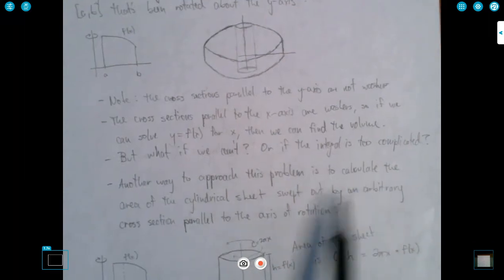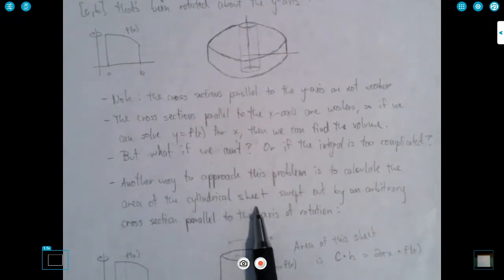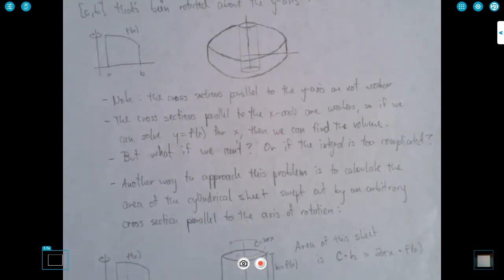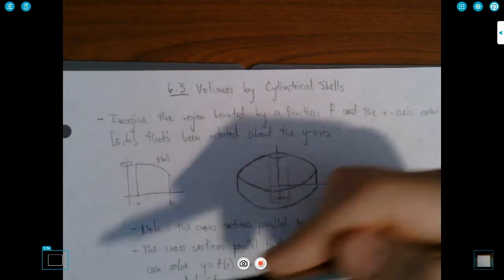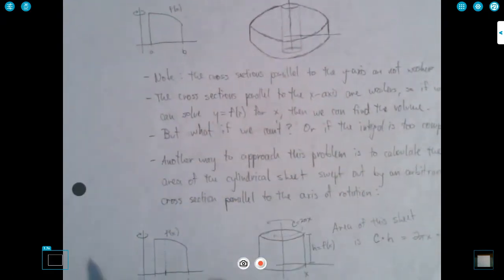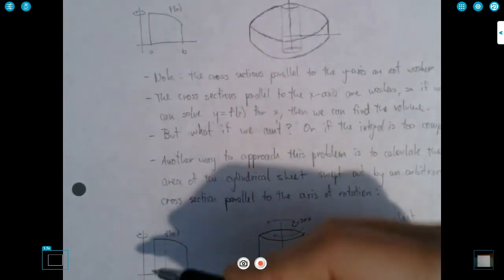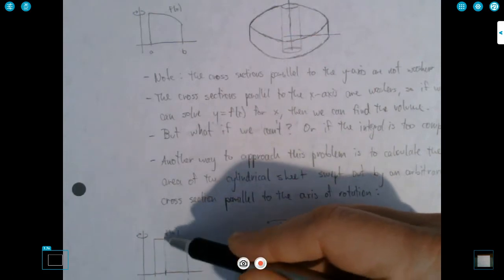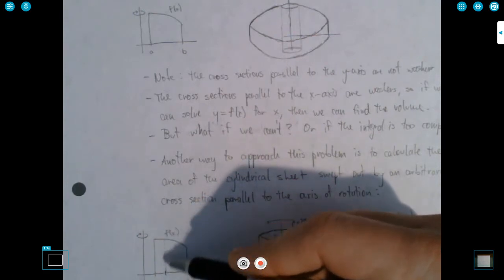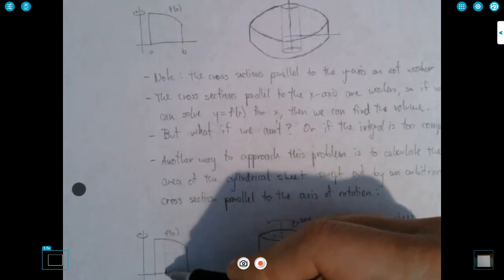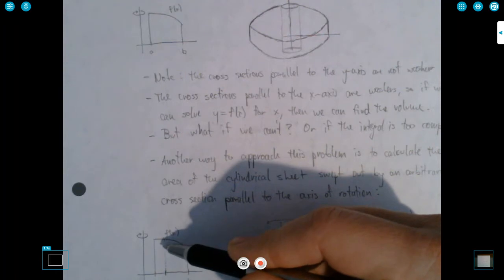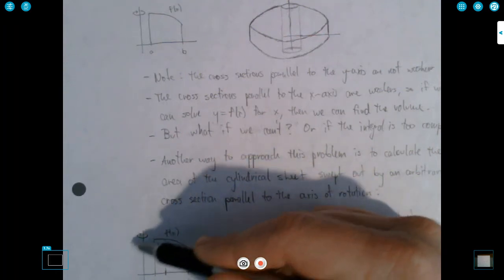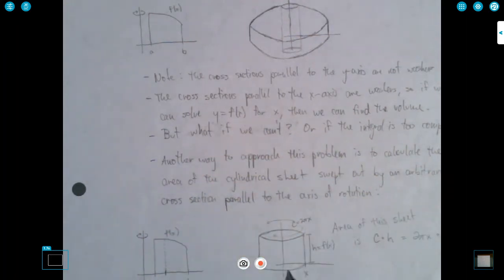What we could do is calculate the area of the cylindrical sheet swept out by an arbitrary cross-section parallel to the axis of rotation. So in this case, the axis of rotation is the y-axis, right? If we take an arbitrary cross-section parallel to the y-axis, like this one here, and then imagine what happens to that straight line when it gets rotated around the y-axis. It turns into a cylinder that looks something like this.